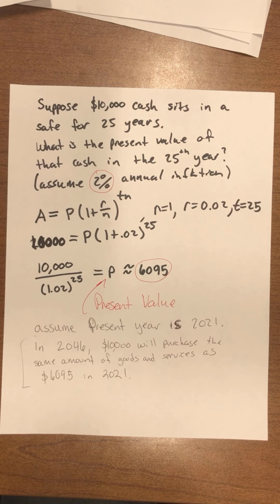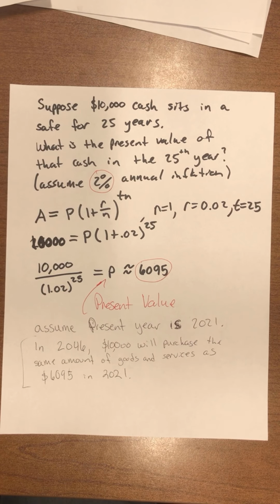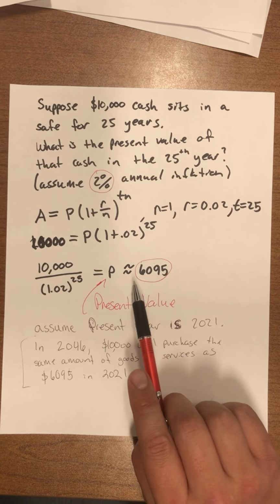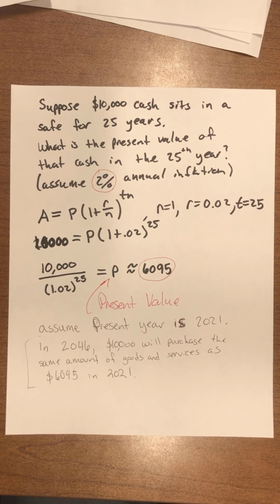It's not that a gallon of milk has somehow undergone some crazy transformation to be worth that much more. It's not like the product is that much better. It's strictly a function of time under annual inflation, and that results in the decreased purchasing power of the dollar. So if we bought something in 2046 that is worth $10,000, we could have purchased that same thing for $6,095 in 2021.